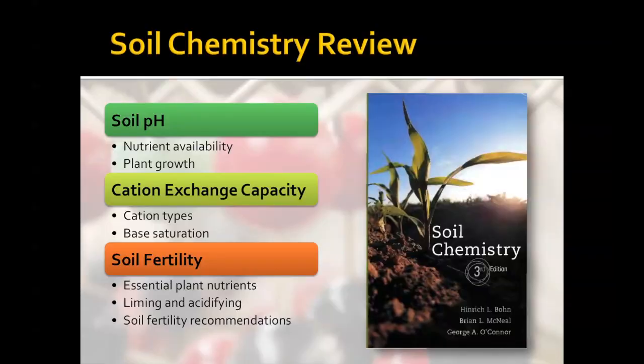So let's review. We've looked at soil pH, which influences soil fertility profoundly. Remember, it has an influence on both macronutrients and micronutrients. If pH is too high, it might affect some; if pH is too low, it might affect others. Cation exchange capacity is extremely important for potassium, calcium, magnesium, those basic cations. And then we ran through this whole notion of soil fertility.